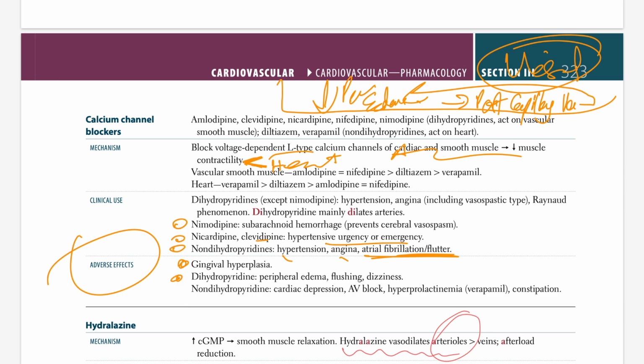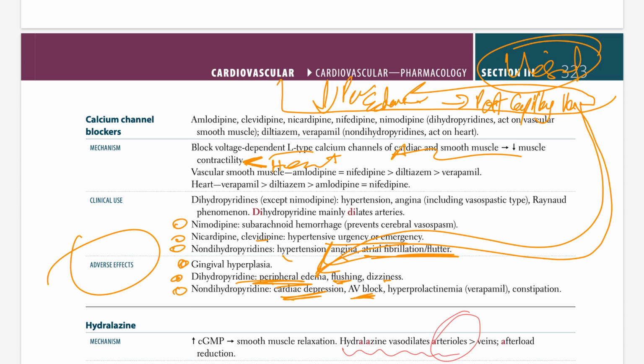Dihydropyridines would cause peripheral edema. We talked about right there how you would cause the peripheral edema, right? Flushing, dizziness, other things. But peripheral edema is the main high yield adverse effect. Non-dihydropyridines will have adverse effects such as cardiac depression, AV blocks, hyperprolactinemia, verapamil specifically, and constipation.